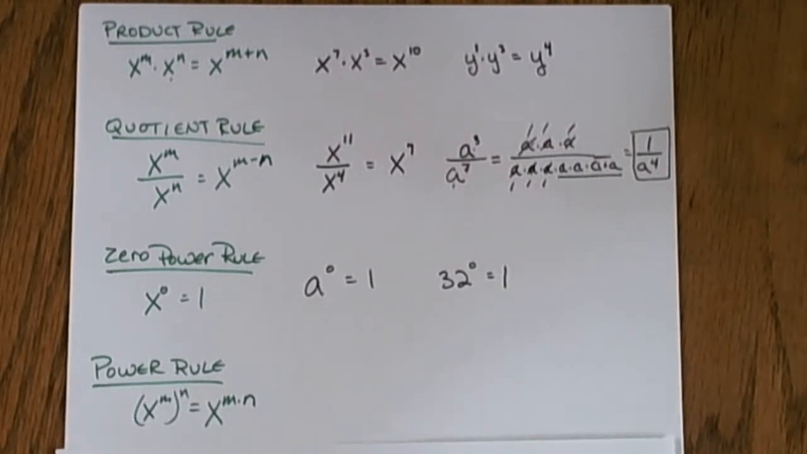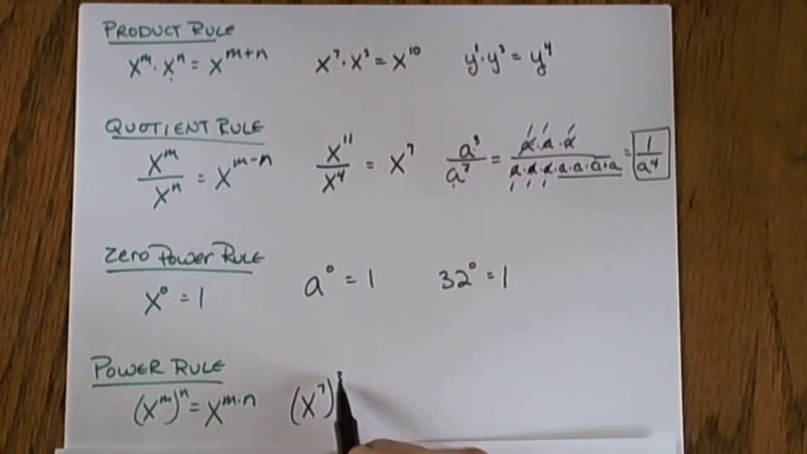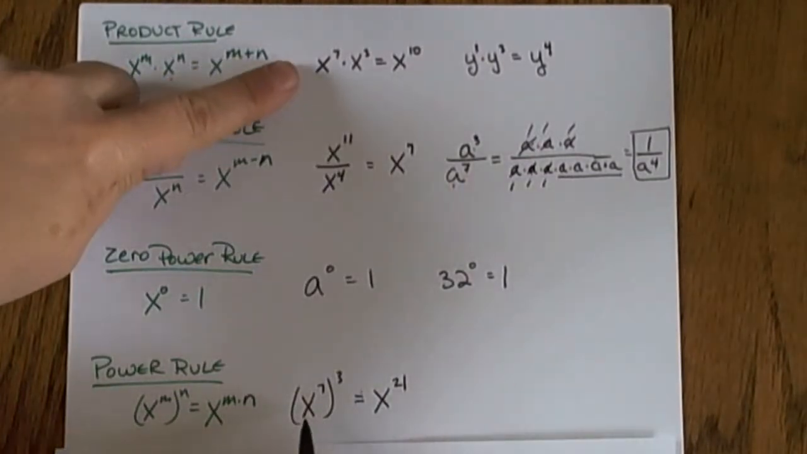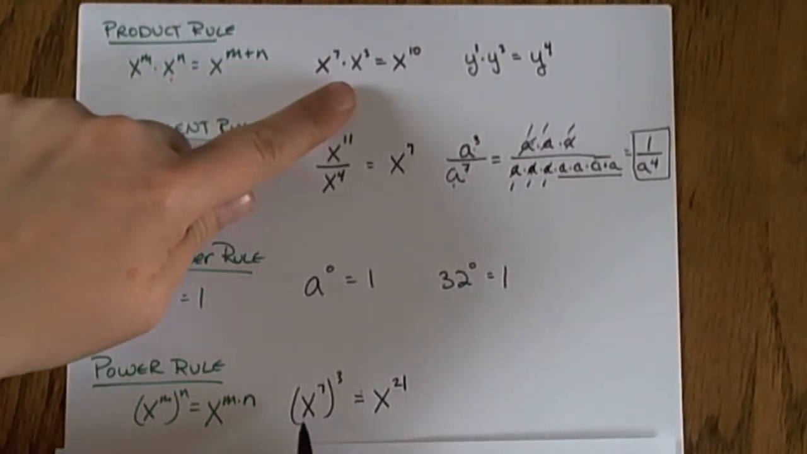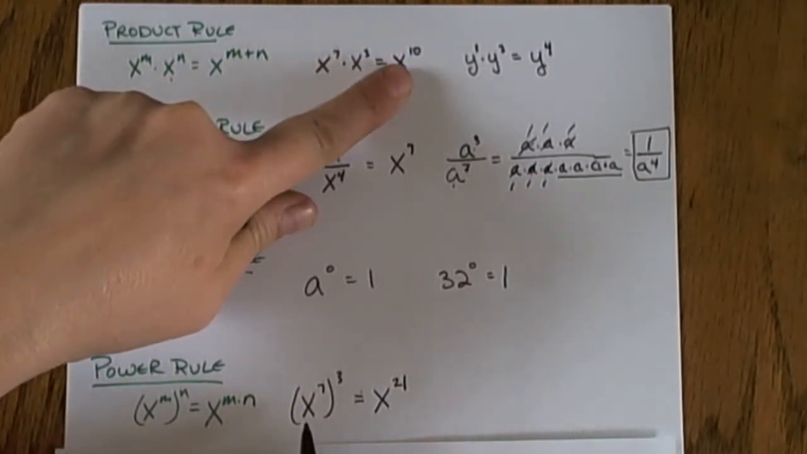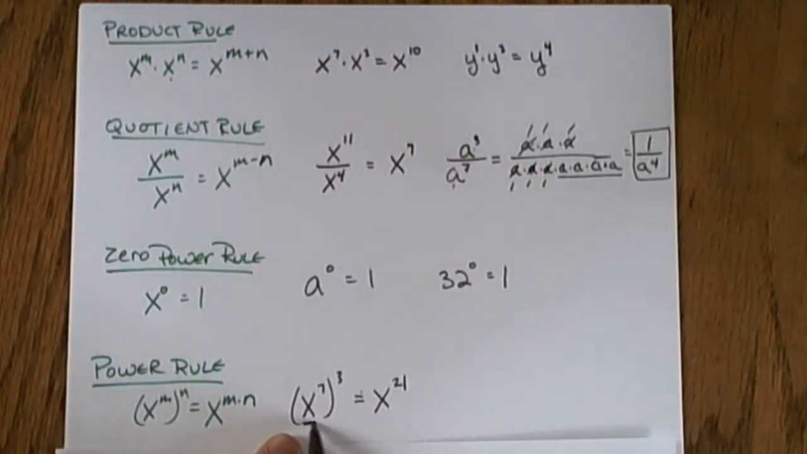Our next rule is called the power rule. The power rule says if I have a base, take it to a power, and then I raise that to a new power, then I'm going to be multiplying the powers. For example, if I had x to the 7th, and then I took that to the 3rd power, I would have x to the 7 times 3, or x to the 21st. So take a good look and see the difference between the product rule, where we have the base appearing twice, and we add those exponents, and the power rule, where the base only appears once, but it has 2 exponents applied to it, in which case we multiply those exponents.